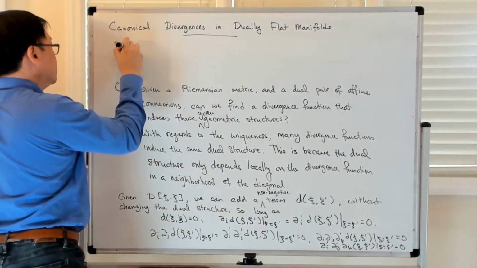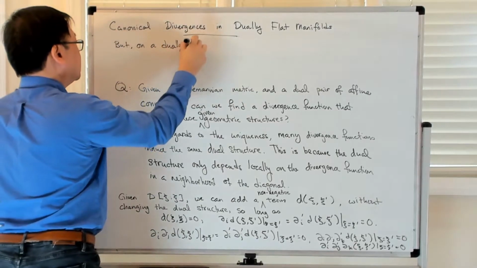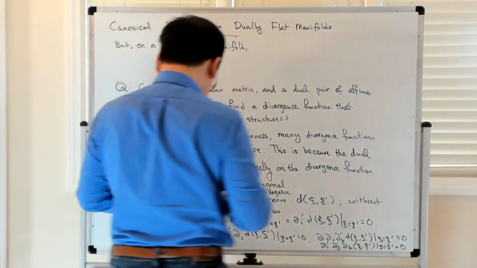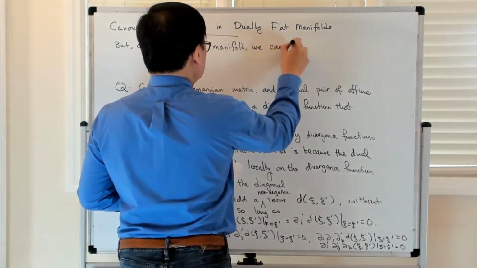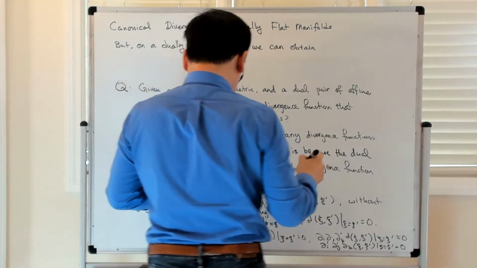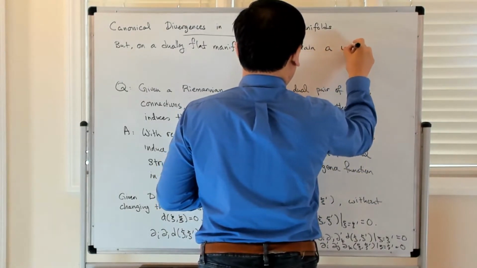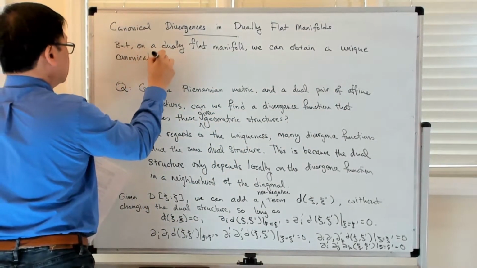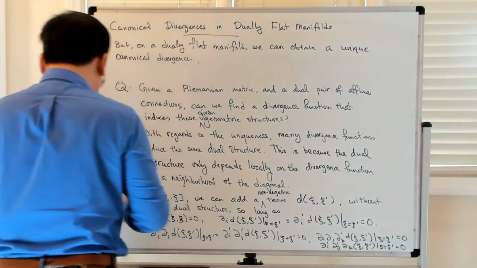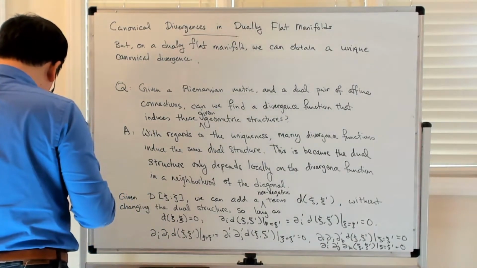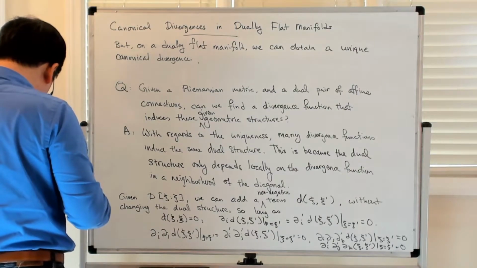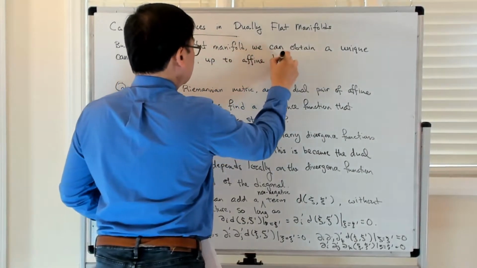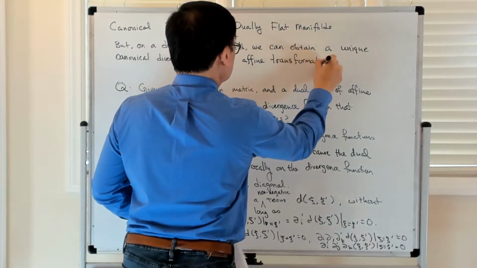So, on a dually flat manifold, we can obtain a unique canonical divergence. And I should say that it's unique up to affine transformations.